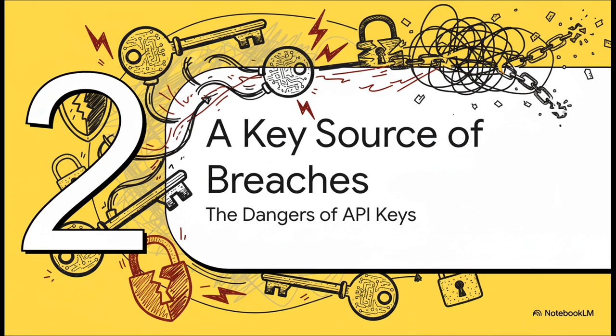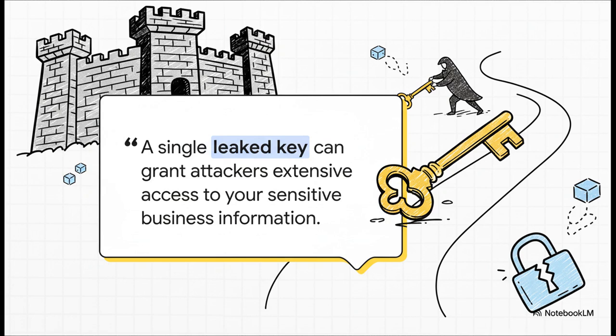Absolutely. But here's the twist. That simple little string of text is also one of the most common ways that major, catastrophic data breaches happen. This is the double-edged sword we mentioned, and now we're going to look at that very, very sharp edge. This quote from Strapi just puts it so perfectly. A single leaked key can grant attackers extensive access to your sensitive business information. Just let that sink in. It's like building the world's most secure fortress and then leaving the master key under the doormat. A leaked API key can literally be that master key.